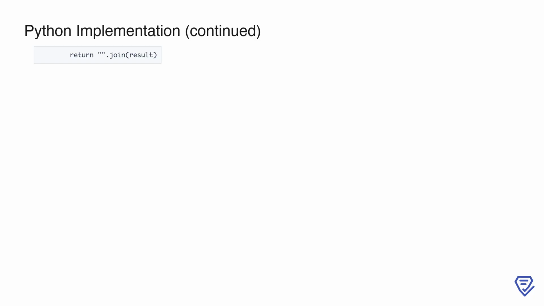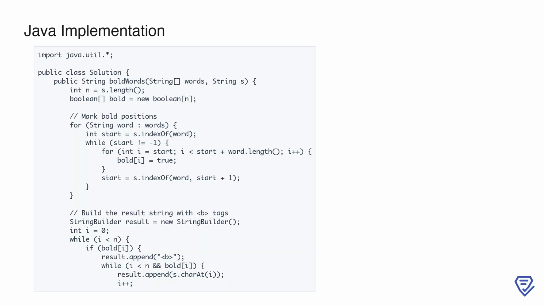Finally, we join all elements of the result list into a single string using the join method and return it. This ensures that the output string has the correct bold tags applied around the specified words. Here, we start by importing the necessary packages and defining our solution class. The method boldWords takes in two inputs, an array of words and a string S.